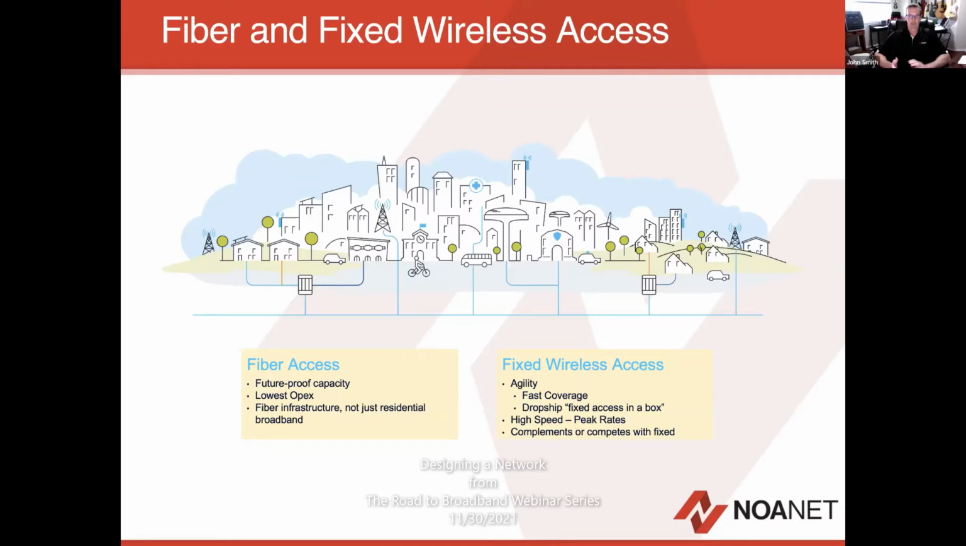Fiber, of course, gives you the best future-proof capacity. It's a lower operating expense because most of the infrastructure out in the field is passive, as Chris talked about, passive and active. Passive meaning there's no powered equipment, whereas with wireless, you have these powered access points all over the place that you have to maintain. So it has a lower OpEx, and it also gives you a lot of flexibility. It's not just for residential. You can lease dark fiber to large corporations if they want it. You can use it for your internal needs if you need to. It gives you a lot of options as far as utilizing that fiber.